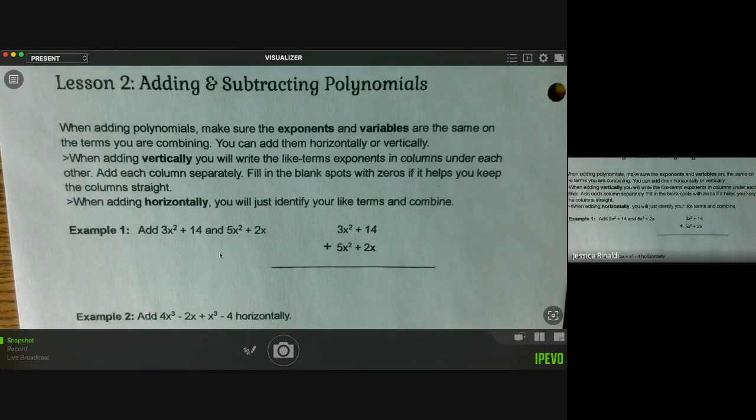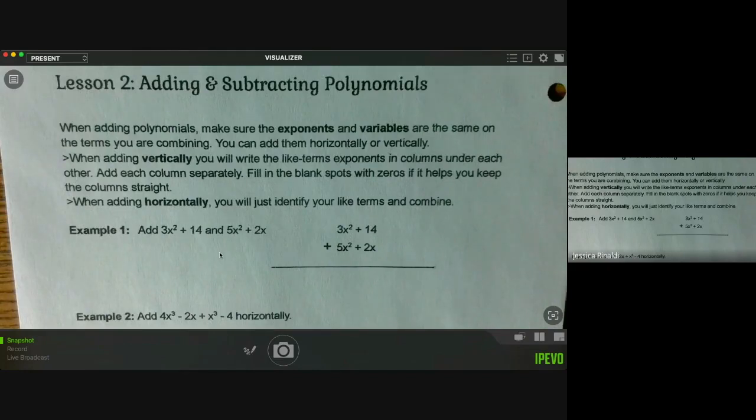When we're adding polynomials, we need to make sure that the exponents and the variables are the same on the terms that we're combining. So if you have an x squared, you can only combine it with an x squared. You can't combine it with an x to the third or a y squared. They have to be exactly the same. So it's like playing a matching game, right? If you have matching cards and you match them up, they have to be exactly the same.